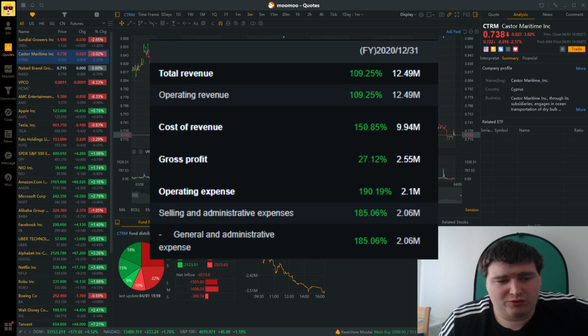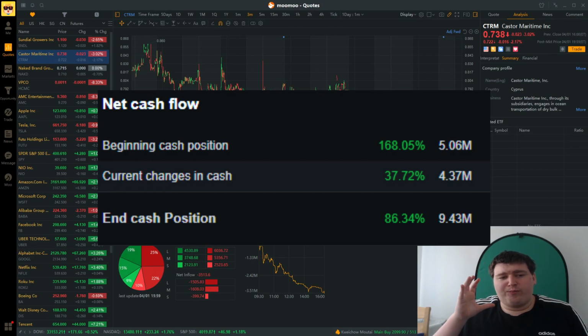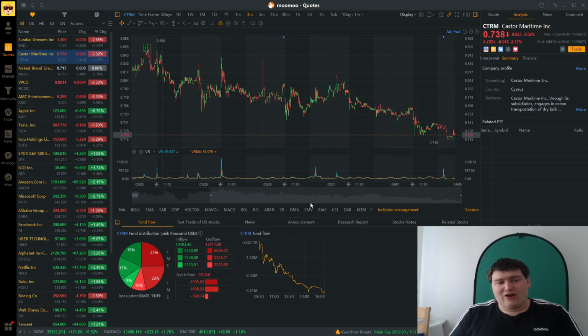Now, if we go over to the cash flow, you can see on your screen right now that the net cash flow is currently up 168%. Their beginning cash position in 2020 was $5.06 million. Now, the change in cash, the amount they have managed to add on to that, is currently a 37% increase from 2019, and they managed to bring in another $4.37 million of cash within the company, which has given them an ending cash position in 2020 of $9.43 million. Beautiful stuff, absolutely beautiful, and this is exactly what I wanted to see. I wanted to see Ctrm really increasing their portfolio, increasing their assets, which they have also done.